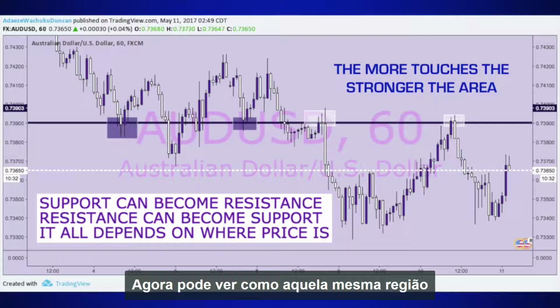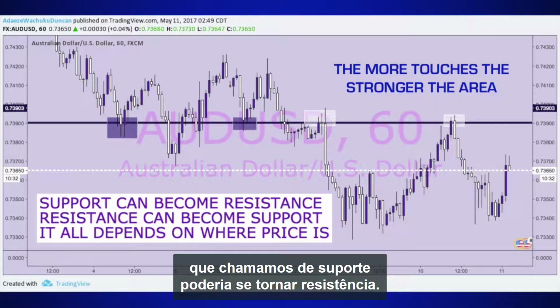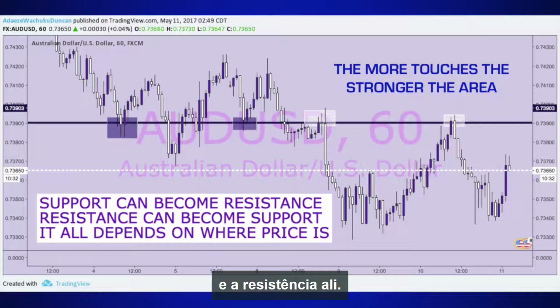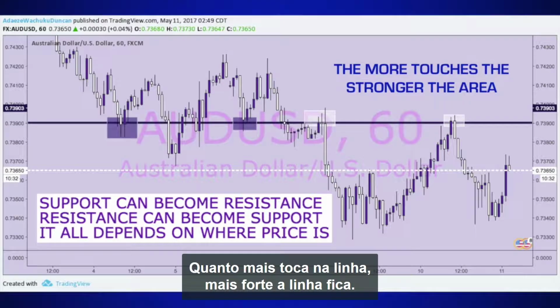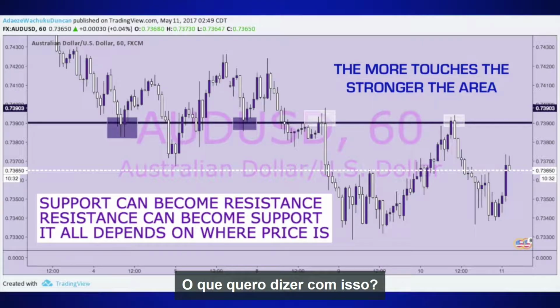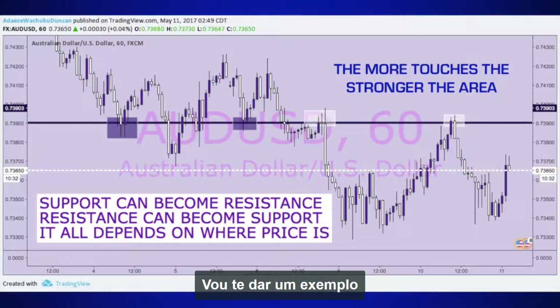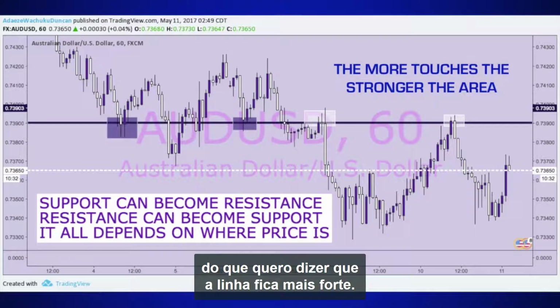So now you can see how that same region that we called support can become resistance. You see how it's been touched multiple times. You've got support here and you've got resistance over there. The more touches, the stronger the line. So what do I actually mean when I say the stronger the line? I'm going to give you an example of what I mean.